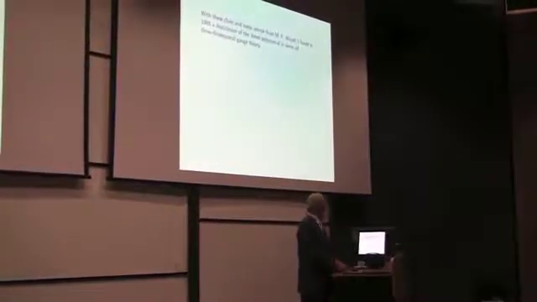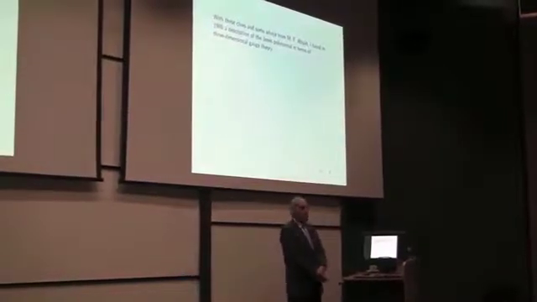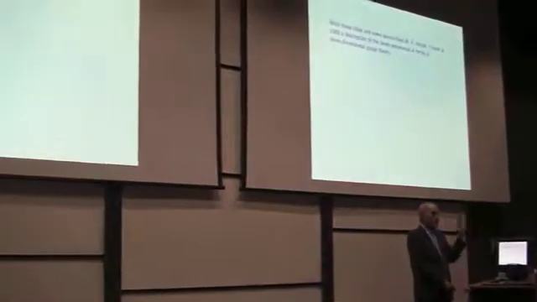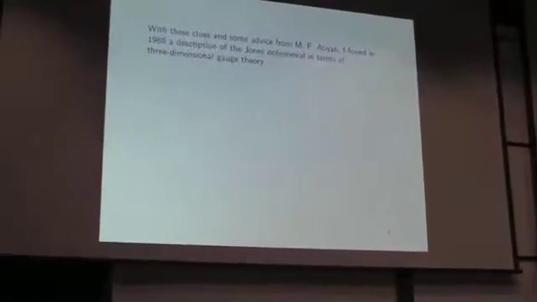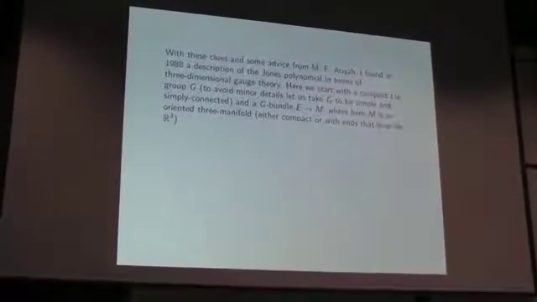So with these clues and others, I found in 1988 a description of the Jones polynomial in terms of three-dimensional gauge theory. So the new look, in the title of the talk, a new look at the Jones polynomial, has to do with a re-examination of this construction with some hindsight. But first I'll review for you what the construction was.